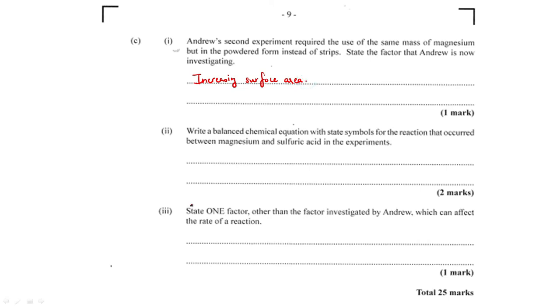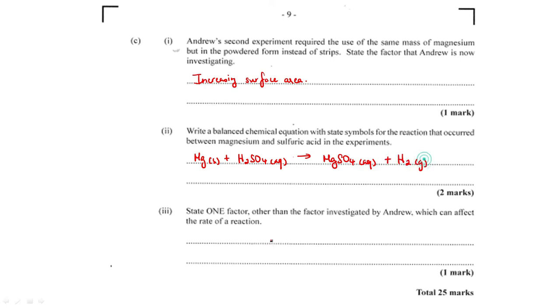This is: write a balanced chemical equation with state symbols for the reaction that occurred between magnesium and sulfuric acid in the experiment. So it has 2 marks, which means I want you to write a balanced equation and also put the states. So we know we had magnesium in the solid form plus sulfuric acid in aqueous form to produce magnesium sulfate, and that's aqueous, it's soluble, plus that beautiful hydrogen gas that was being collected.